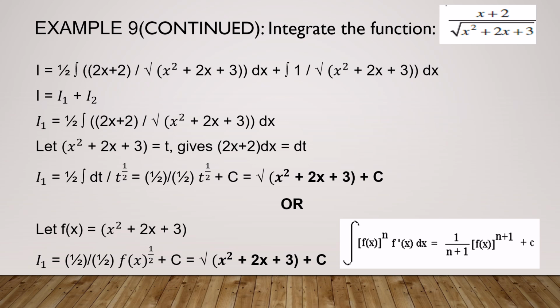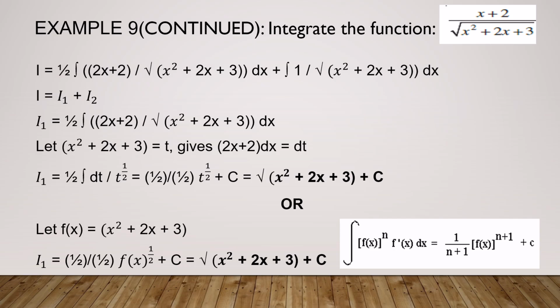This is one way of doing it. Another way is to just substitute x square plus 2x plus 3 as t. Actually both are similar ways, but here if you use the formula directly, in one step you get the answer. So if x square plus 2x plus 3 is equal to t, take the derivative on both the sides, so (2x plus 2) dx is dt.